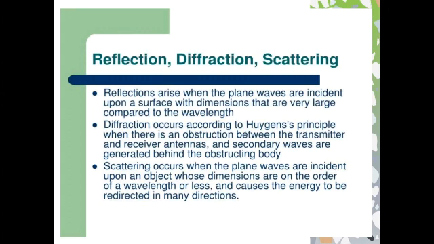What is reflection? Reflection arises when plane waves are incident upon a surface with dimensions that are very large compared to the wavelength. Diffraction occurs according to Huygens principle when there is an obstruction between the transmitter and receiver antenna, and secondary waves are generated behind the obstructing body. And then finally, scattering occurs when plane waves are incident upon an object whose dimensions are on the order of the wavelength or less, and this causes the energy to be redirected in many directions.